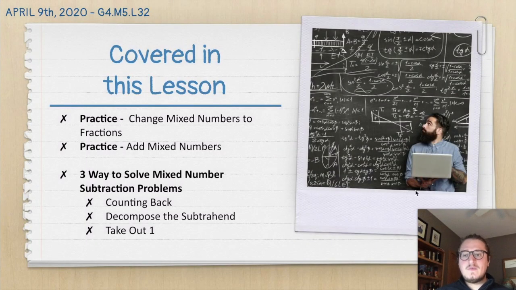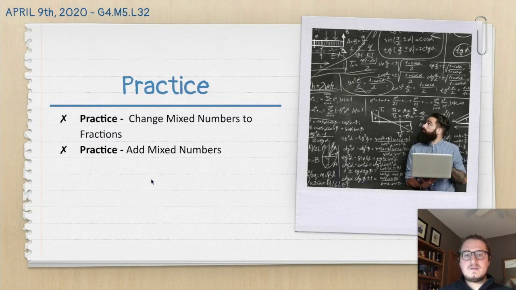In this lesson, we'll have 2 practice problems. First, changing mixed numbers to fractions, so continue to work on the practice we've been doing. And then a review of adding mixed numbers, which we learned yesterday. And then we'll learn 3 ways to solve mixed number subtraction problems. First, it'll be counting back. The second will be decomposing the subtrahend. That's a new word today that we'll talk about later. And taking out the 1. For our first practice problem, we're going to change mixed numbers to fractions. Then we'll add mixed numbers.